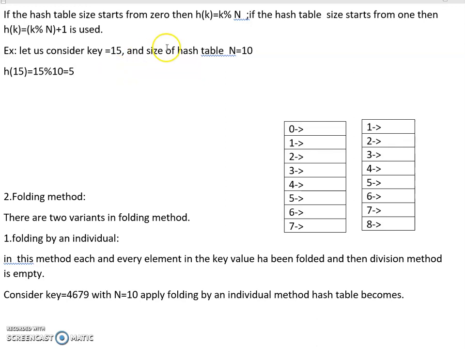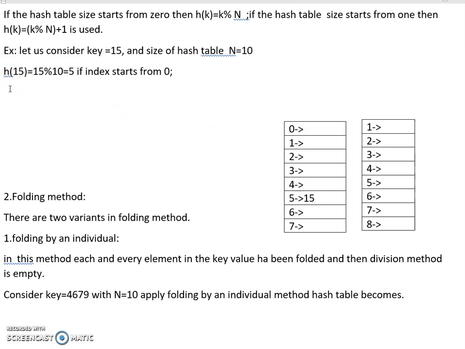That means at fifth place you need to push the value 15, if index starts from 0, this is the condition. At fifth place you need to push this value 15.